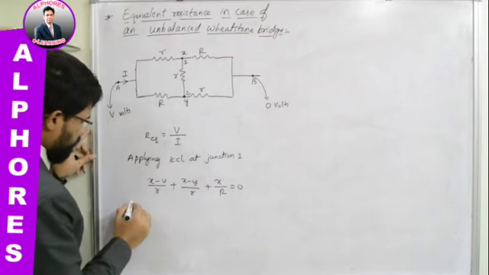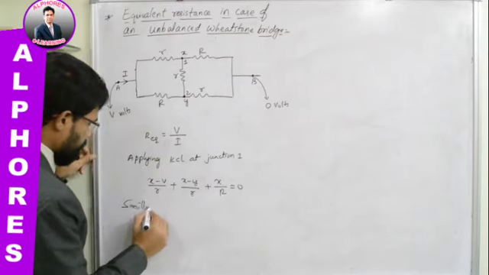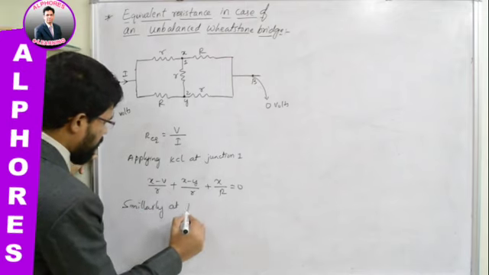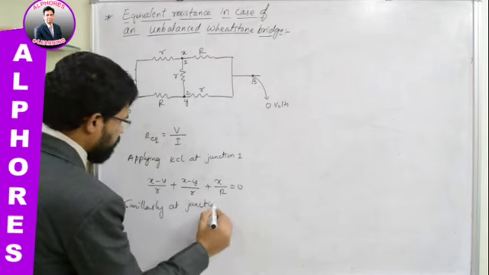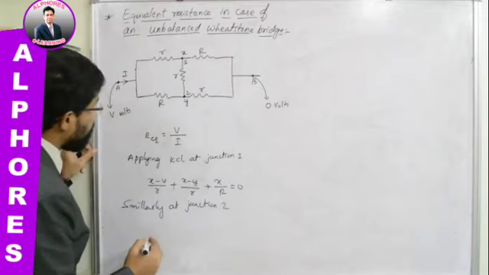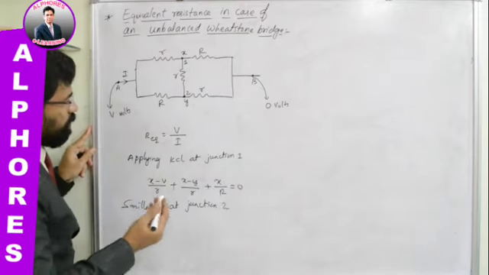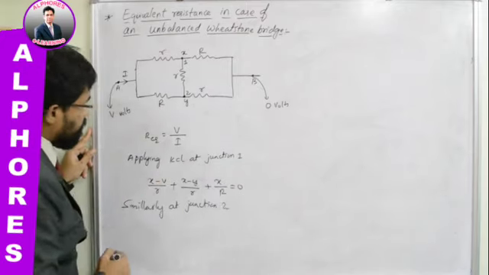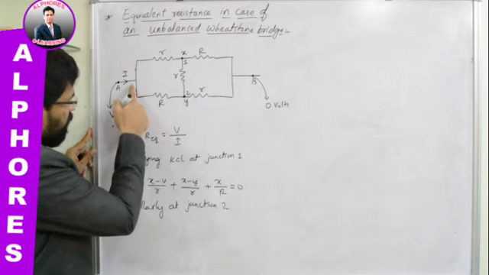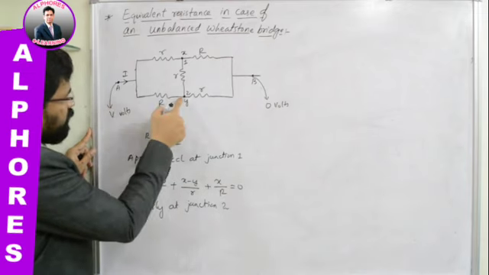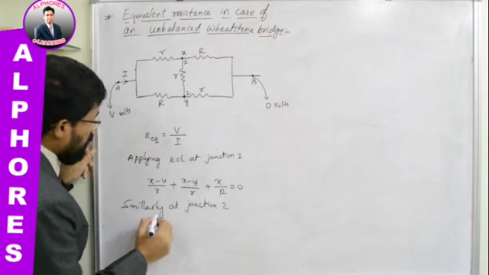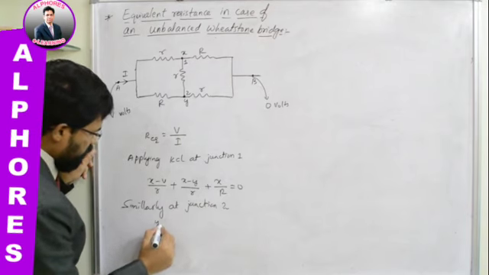Similarly, at junction 2, let us also apply this KCL. What can you write for the current between these 2 points, A and this junction 2? Potential difference: you have to take the potential difference divided by resistance.